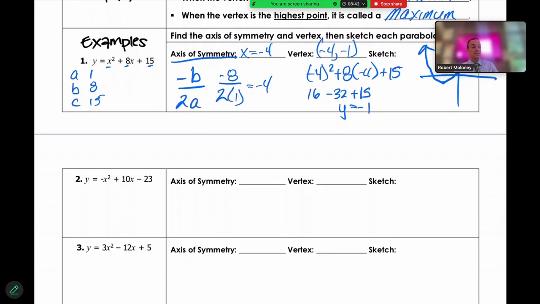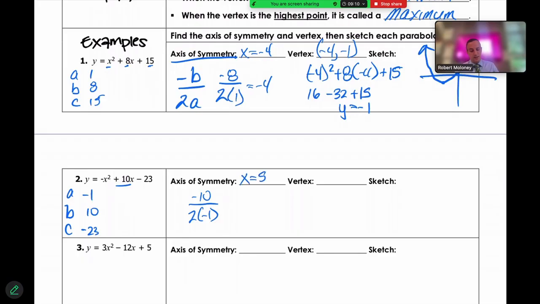Now, let's take a look at an example where it might face down. So again, we're going to come over here at a, b, and c. Oh, my pen disappeared. Let's try that again. A, b, and c. There we go. My a is negative 1 this time. My b is 10. And my c is negative 23. I'll use c later on. Right now, I'm choosing a and b. So the opposite of 10 is negative 10 over 2 times negative 1. Negative 10 divided by negative 2 is 5. So x is equal to 5.